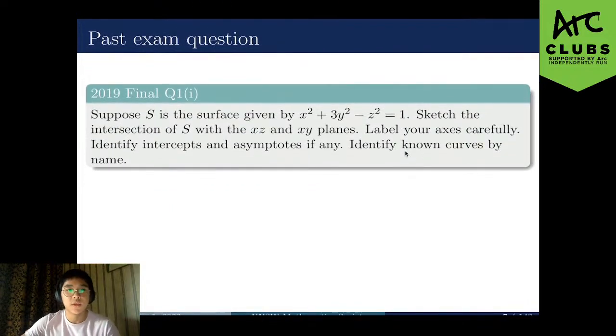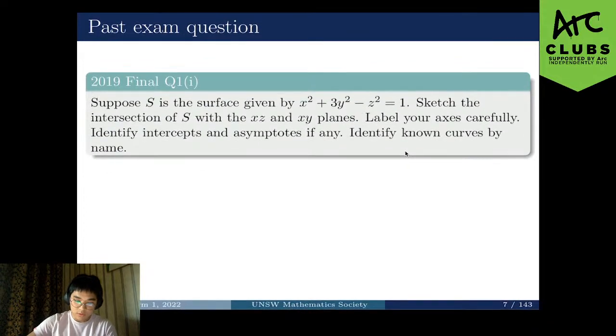Okay, so let's get into the first past exam question. Suppose S is the surface given by x squared plus 3y squared minus z squared equals 1. Sketch the intersection of S with the xz and xy planes. Label your axes carefully. Identify intercepts and asymptotes, if any. Identify known curves by name. Okay, cool. So we have here the intersection of a surface with the xz and xy planes.